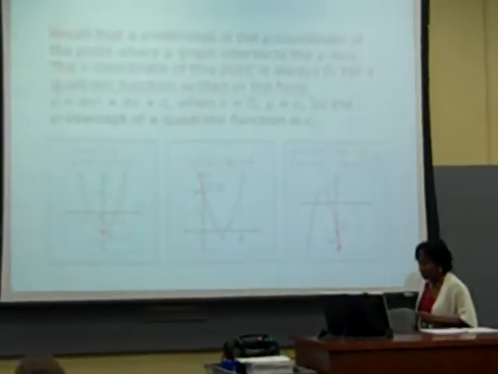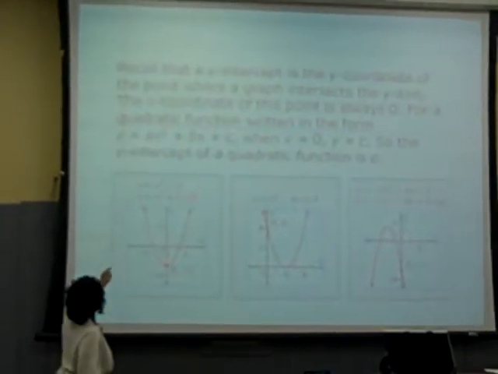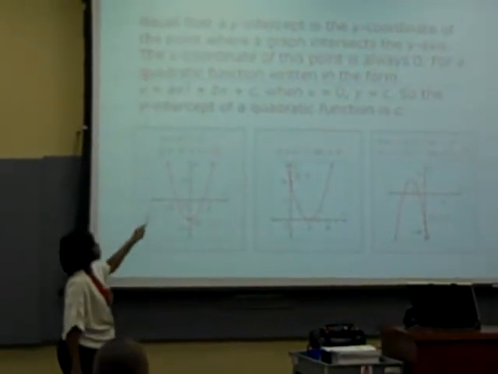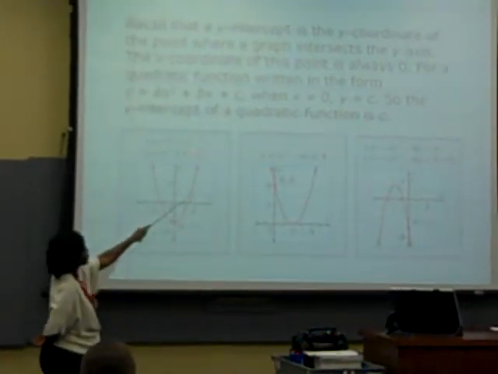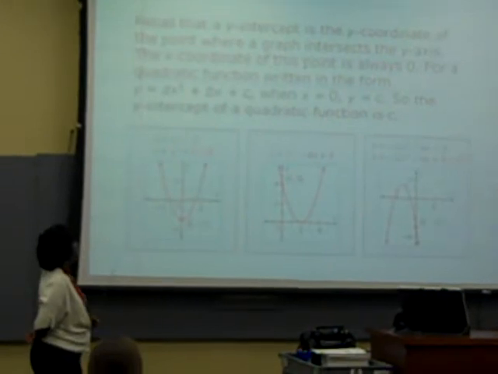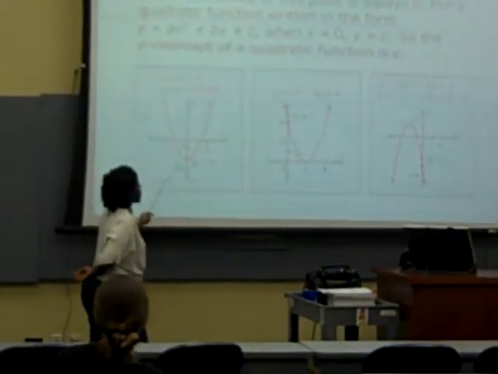Okay, and you can see that here in these graphs. If we look at this first graph, you have y equals x squared minus 2. Since the y-intercept is always equal to c, here y is equal to -2. And that is where the graph will always cross the y-axis.